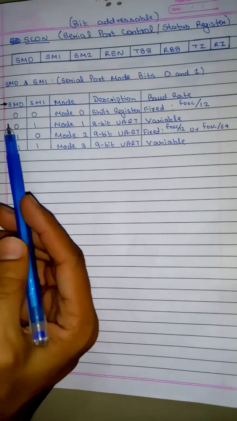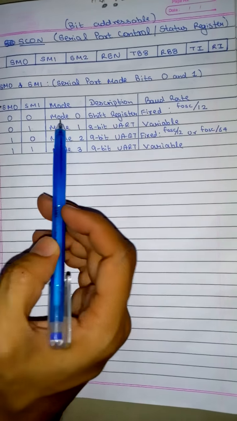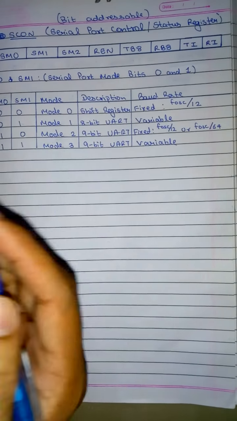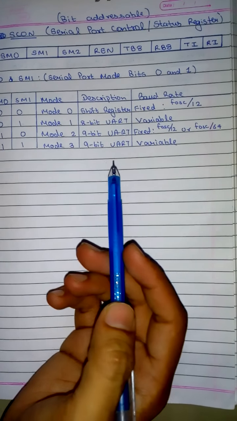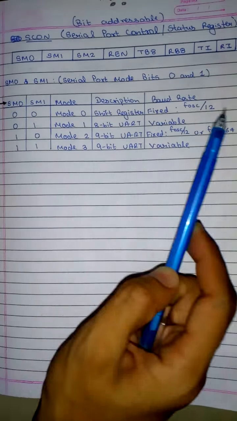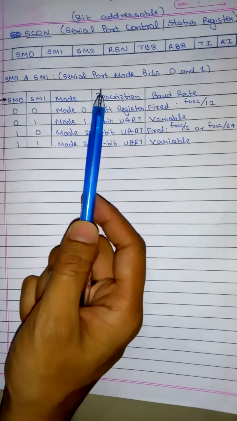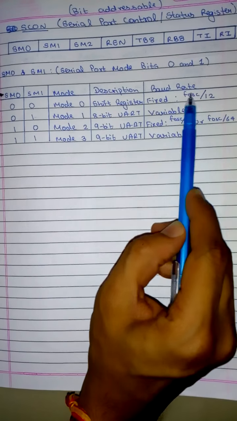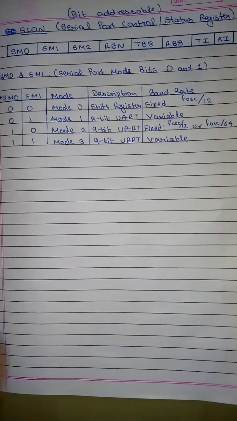Okay, so now let's check it. If both are 0 0, then SCON is in mode 0. It uses a shift register to send the data. The RxD line is used for transmission of data and the TxD line is used for transmission of the clock. The baud rate in this mode is fixed. It is F oscillation upon 12, where F oscillation is the crystal frequency. This gives you the baud rate.